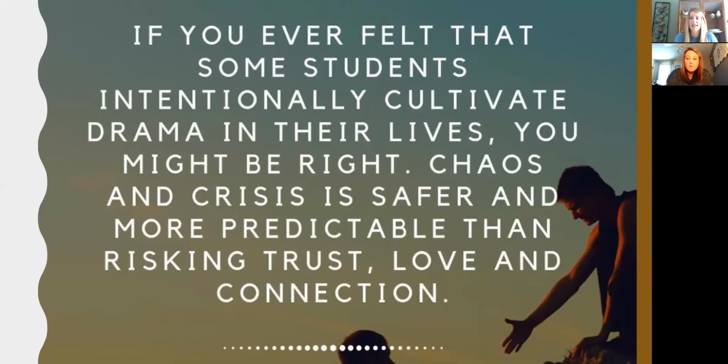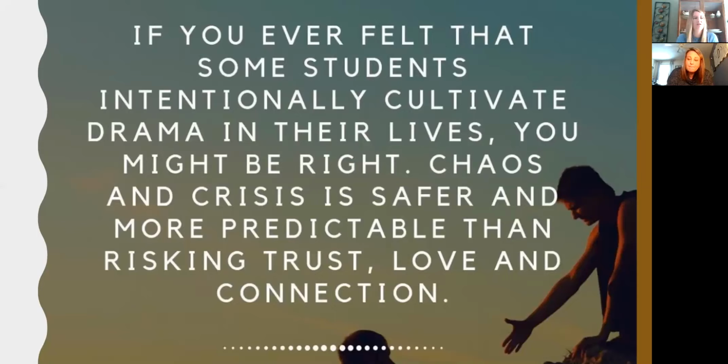All right, welcome back. We just kind of want to leave you with this quote after this section where we talked a little bit more about behavior and understanding behavior. And the quote reads, "If you ever felt that some students intentionally cultivate drama in their lives, you might be right. Chaos and crisis is safer and more predictable than risking trust, love, and connection."